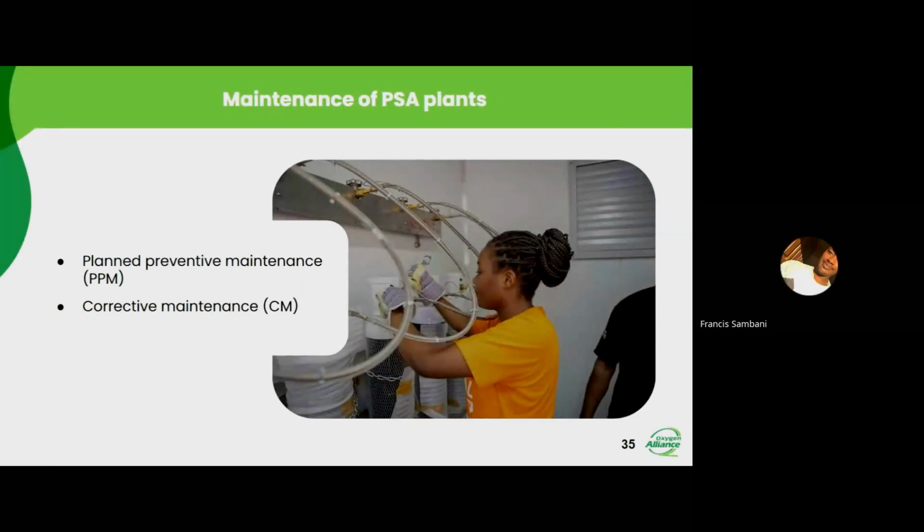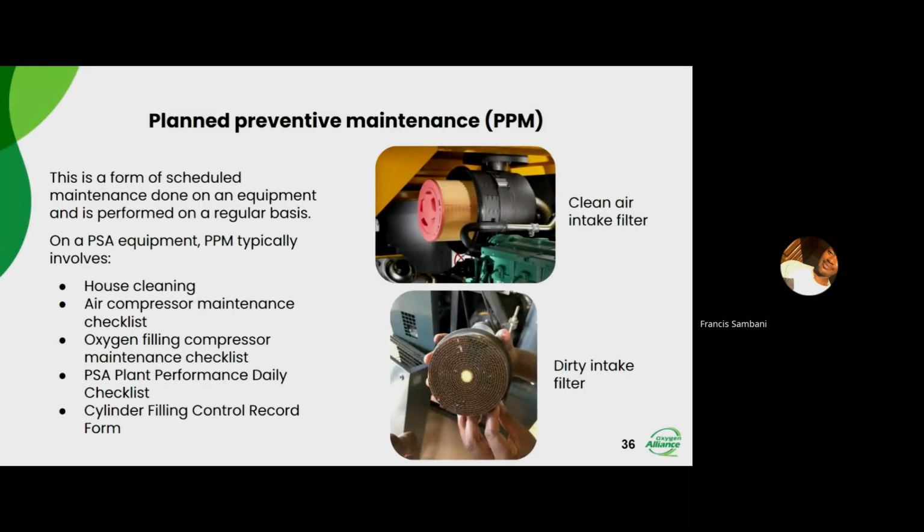Thank you, Elizabeth, and hello everyone else. My name is Francis. I'll take you through the maintenance of PSA plants. Firstly, we'll start by looking at plant preventive maintenance, which is just a form of scheduled maintenance, whereby you have a schedule, saying this is when this thing will need to be replaced, or a form of daily checklist. So typically on PSA equipment, you have yourself doing housecleaning as part of the PPM.